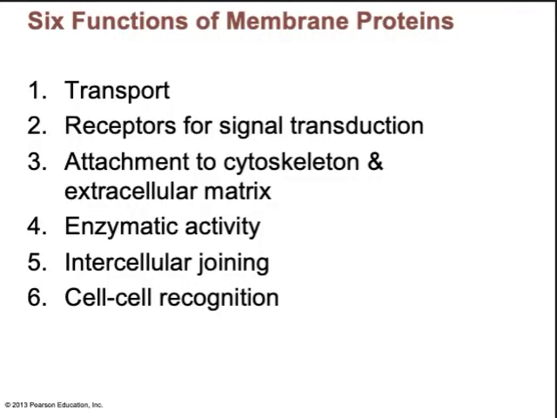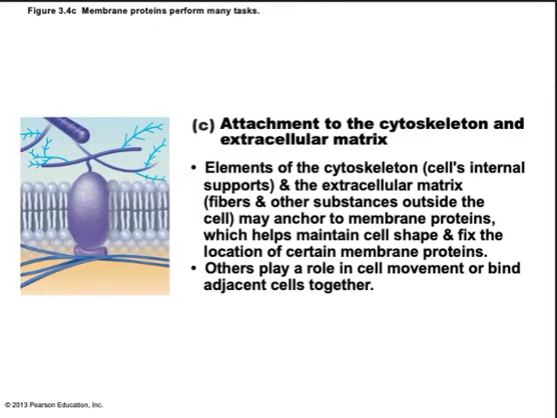So the 6 functions of membrane proteins include transport, and serving as receptors for signal transduction. That's basically like getting the chemical news outside and then relaying that information to the inside of the cell so it can react to it. Attachment to cytoskeletal and extracellular matrix components, enzyme activity, intercellular connections, and cell-cell recognition. Okay? An example, right? Attachment to the cytoskeleton and the ECM, extracellular matrix.